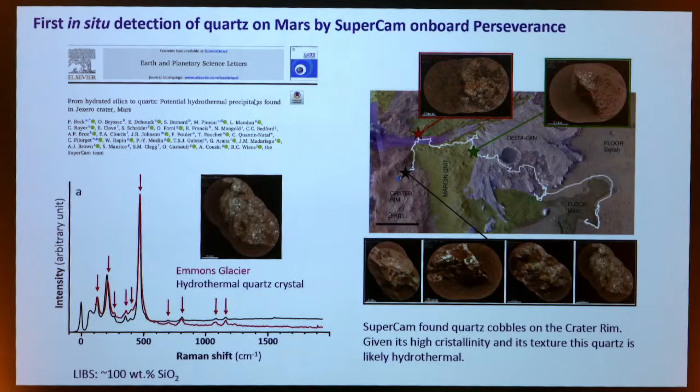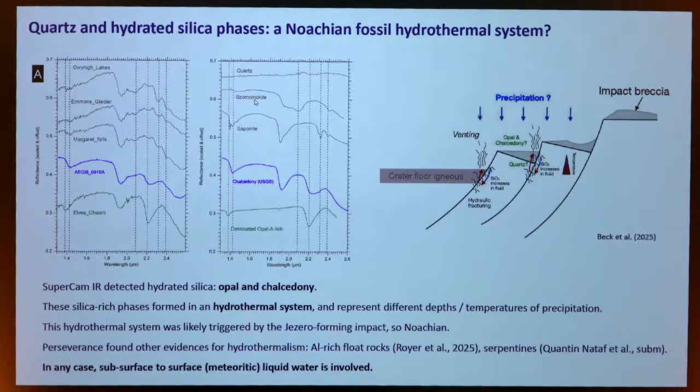We found some other light tone float rocks that we studied with the infrared spectrometer of SuperCam. And these are typically the green spectrum from the Elves Chasm target here, with 1.4 and 2.2 bands. And this spectrum is compared to the desiccated Opal A spectrum in the lab. Consistent with this, you have another target, which is the Aegis target in blue, which is consistent with chalcedony. And these two phases are amorphous to microcrystalline phases of hydrated silica.